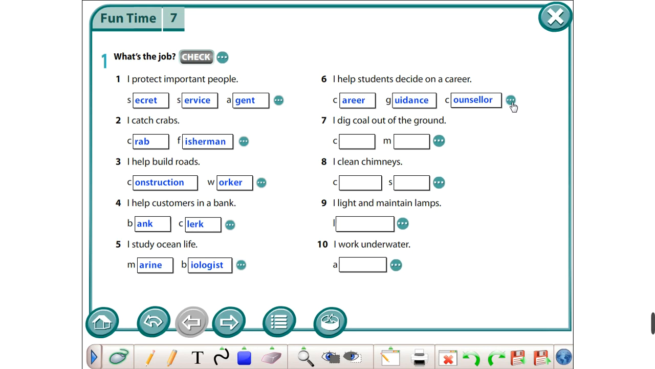I help students decide on a career. Career guidance counselor. I dig coal out of the ground. Coal miner. I clean chimneys. Chimney sweep. I light and maintain lamps. Lamp lighter. I work underwater. Aquanaut. So these are some of the jobs which we have taken together in lesson number 7.